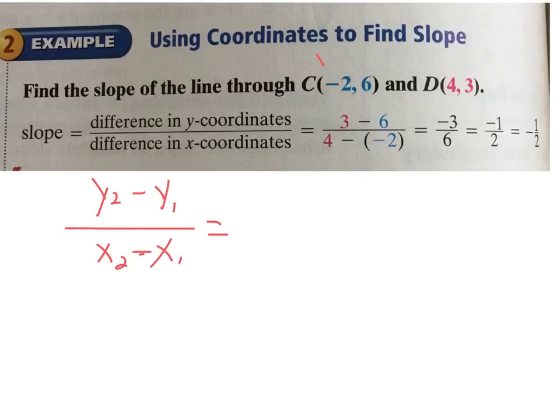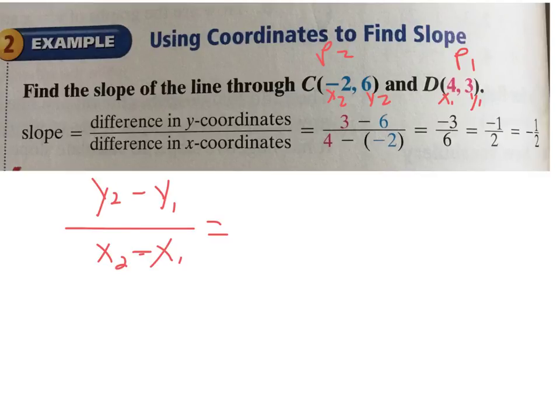So I'm going to call this point 2, this point 1, okay? And that makes this right here x2, that makes this x1, this is y2, and this is y1. Again, I'm doing mine exactly opposite so you can see I get the same answer. So my y2 is going to be 3. My y1 is, oops, I did it backwards. Hang on a second.